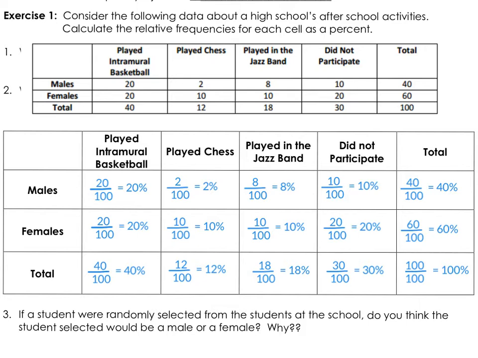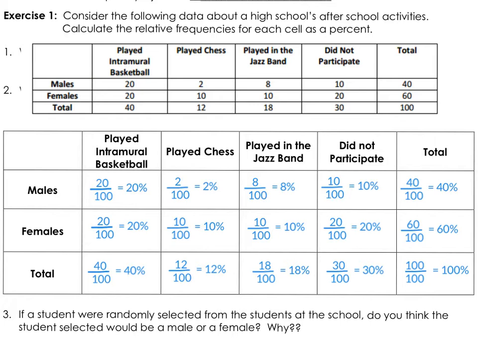Okay, so for each of these, they're all out of 100 because they're relative frequencies. So they're represented out of the total. So the number of males that played intramural basketball was 20 out of that 100, which made it 20%. The number of males who played chess was 2. 2 out of 100 is 2%. And then males who played in the jazz band was 8, so 8 out of 100, 8%. Males who did not participate was 10. 10 out of 100 is 10%. And then the total males was 40. 40 out of 100 is 40%.